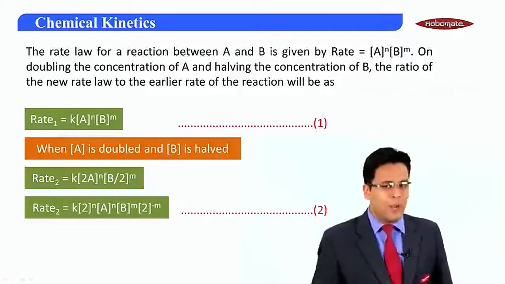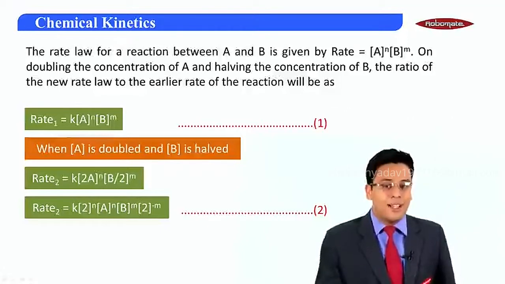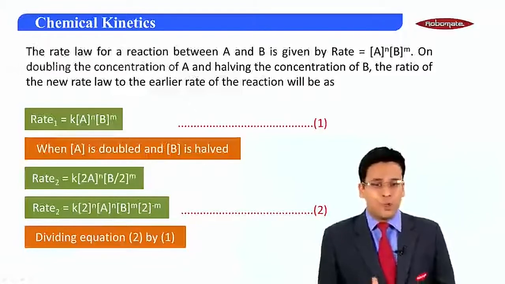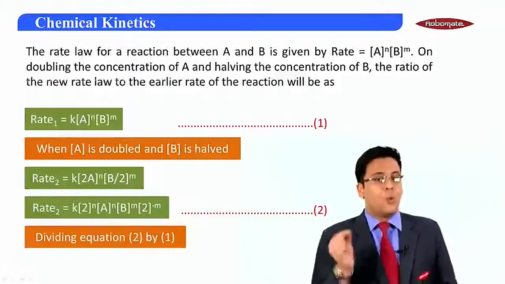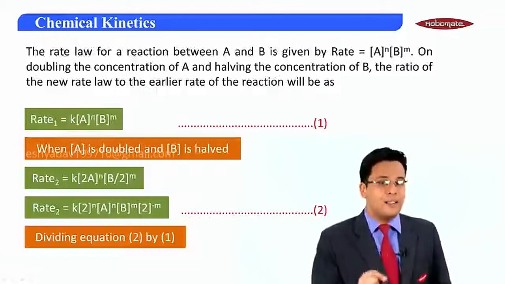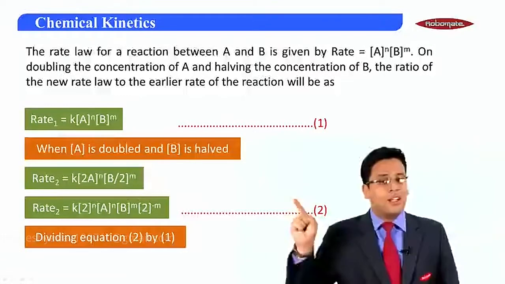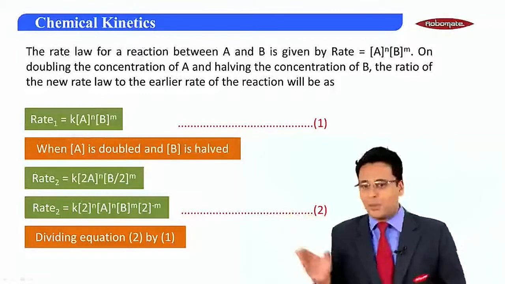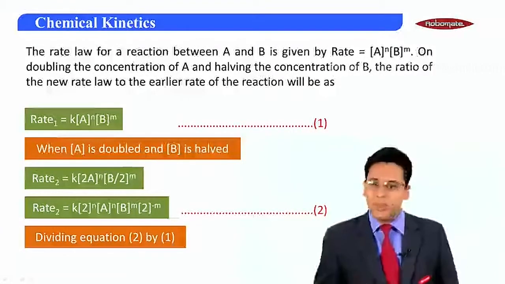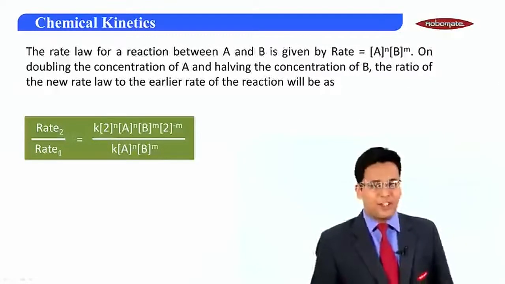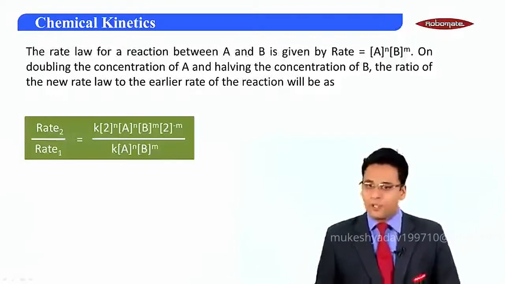What we will do now is divide equation 2 by equation 1. The reason for doing that is pretty simple. We have been asked to find the ratio of new rate to the earlier rate, which means equation 2 divided by equation 1. So when we do that, this is the expression that we get. Is that very clear?